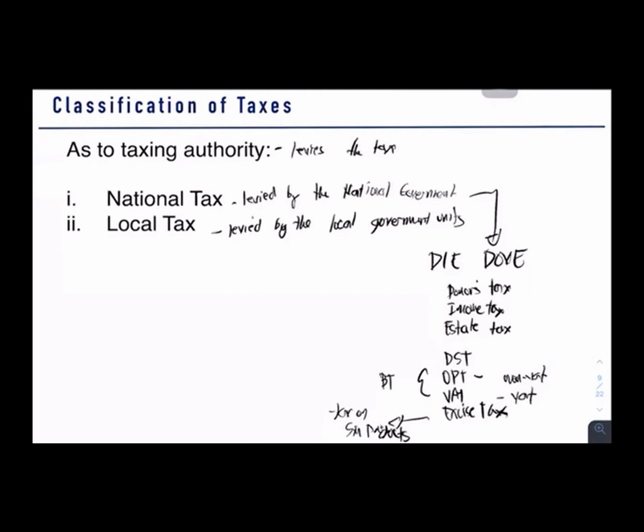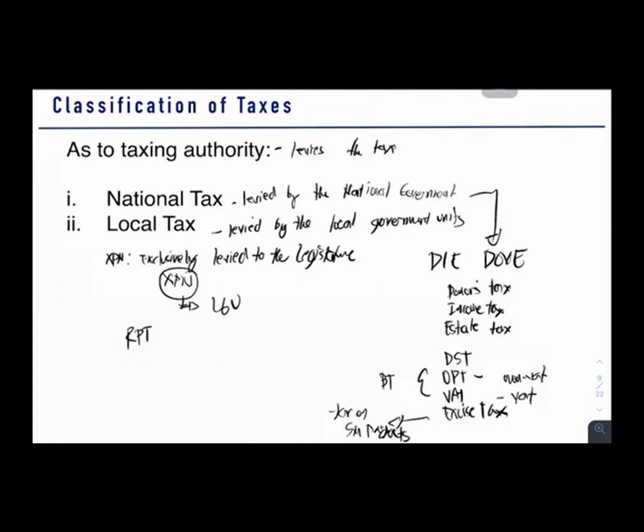Now we go to your local taxes. So local taxes are levied by the local government units. So sir, why is there a local tax again? Because again, your tax law can be delegated to your LGU. Didn't we say, the exemption to being exclusively levied by the legislature? The exemption here is to your LGUs. So your LGUs can tax. So examples are real property tax. So that is one common.